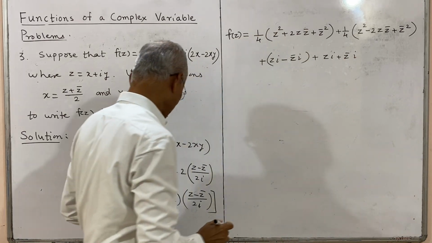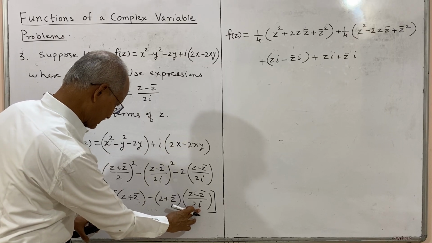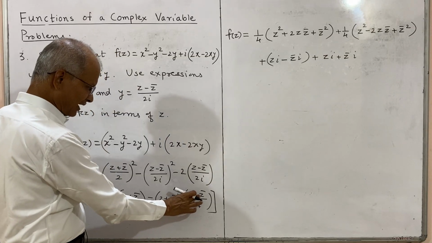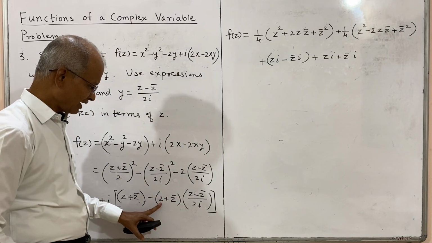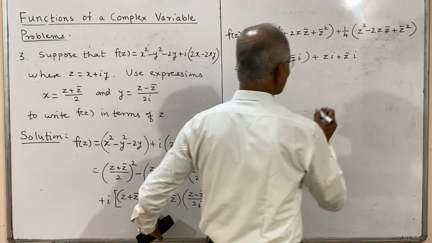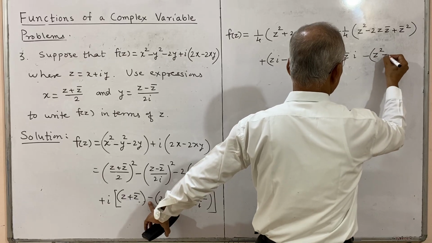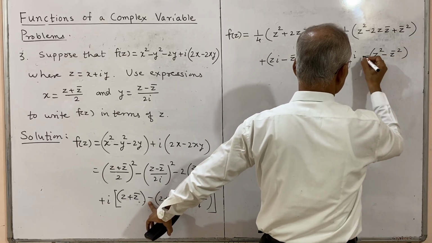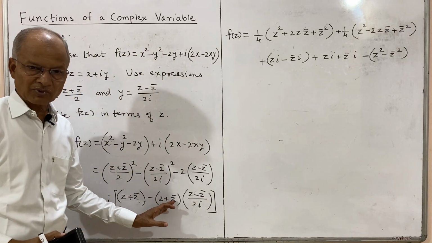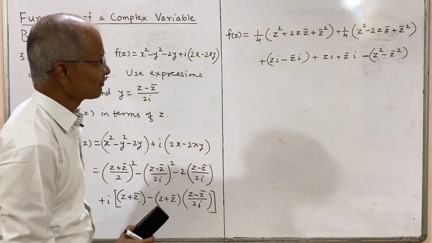And next, here we see this i and this i cancel, and what remains is z plus z bar into z minus z bar, and it is z square minus z bar square, and this minus sign is there, minus z square minus z bar square. You note this, the formula used here is a plus b into a minus b equals a square minus b square.